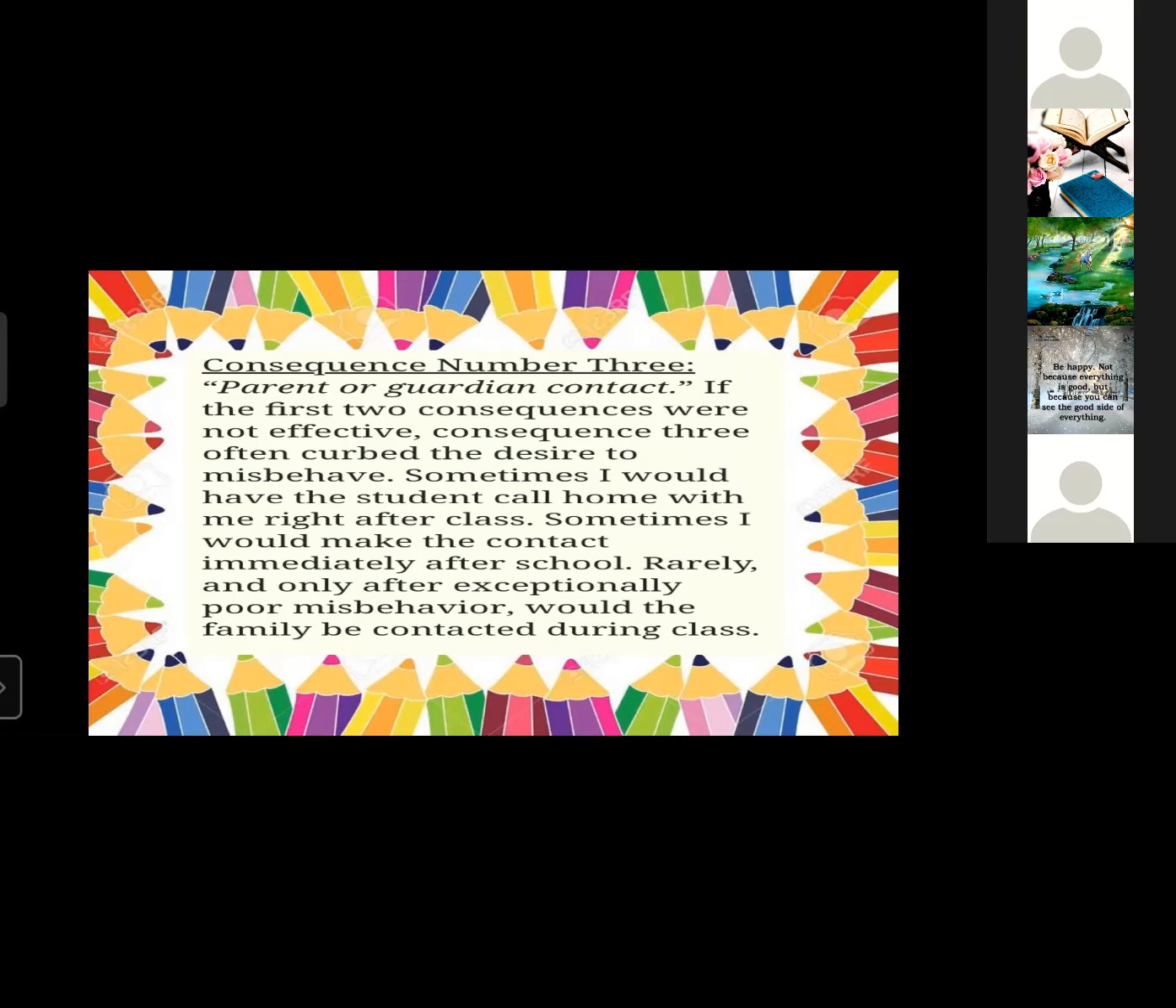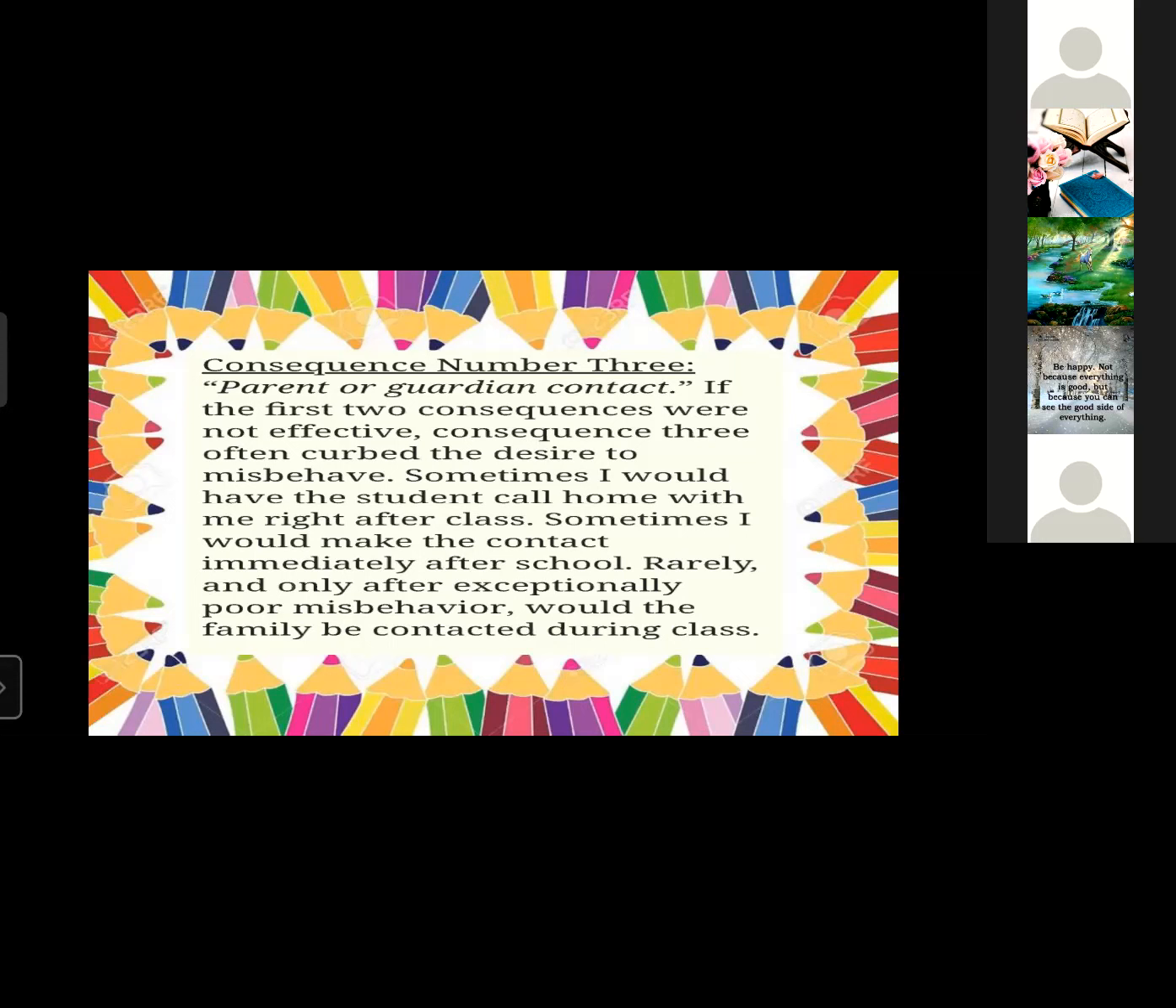How can you behave? Here you have to ask for the parent's or guardian's help. The first two consequences were not effective, but consequence three often curbed the desire to misbehave. This is not a kind of punishment, but asking for help from the parent, guardian or social worker. So I would have the student call home with me right after class.